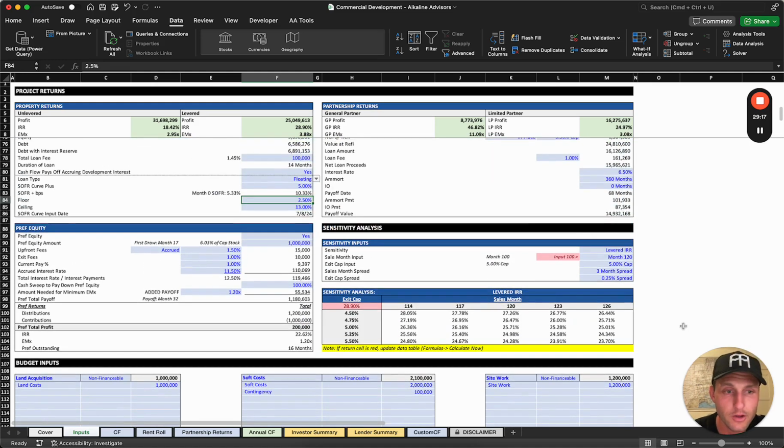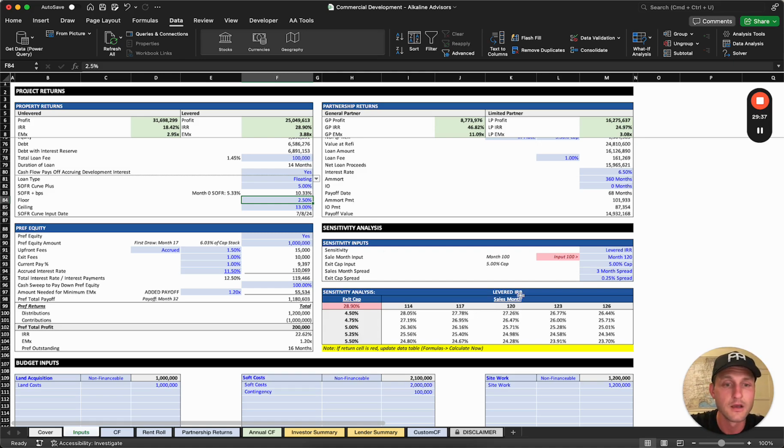This is some really cool functionality as well, and you'll see this is good. We want to see this red because that means that it's not accurate right now. And what we can do is update it so that it is accurate. What we can toggle between sensitivity, this is a 2-variable sensitivity analysis. Essentially, we're sensitizing the exit cap and we're sensitizing the sale month.